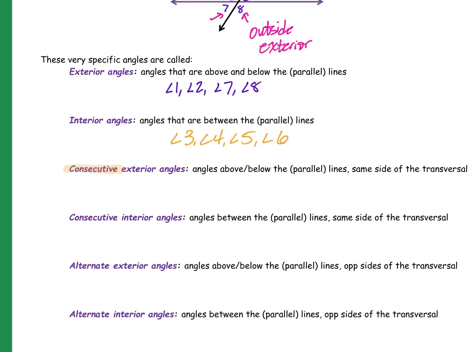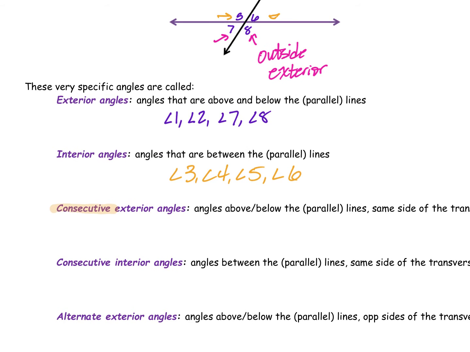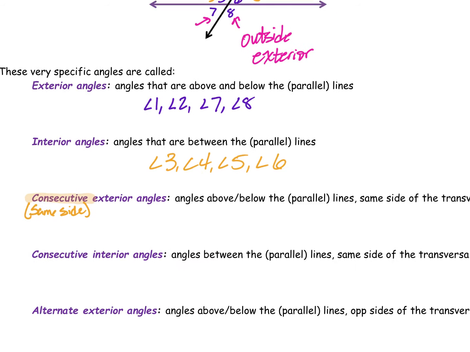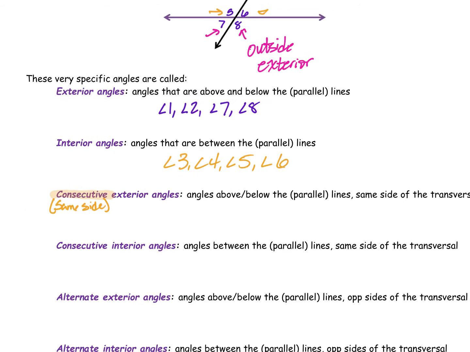This can sometimes also be called, instead of consecutive, same side exterior angles. So you'll see either consecutive or same side. Depending on what book you use or what teacher you have, they'll either call it consecutive exterior angles or same side exterior angles. Are you guys okay with that? Okay, so which angles are consecutive angles above, below, on the same side of the transversal?